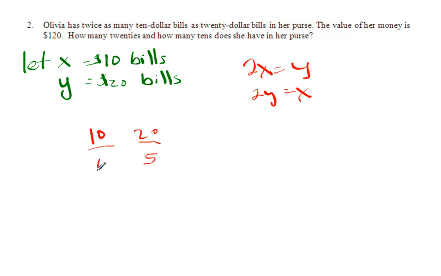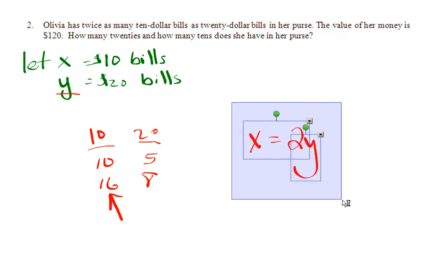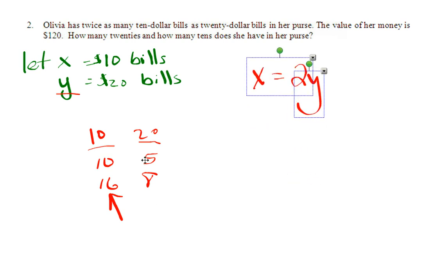If there's 5 20s, there's 10 10s. If there's 8 20s, there's 16. So there's twice as many 10s as 20s. So I need to double the 20s to get the 10s. So my 10s are x's, and I double the 20s, which is y's, to get the 10s. Now that makes sense. If you didn't think that out with these examples, you might have switched those letters around.